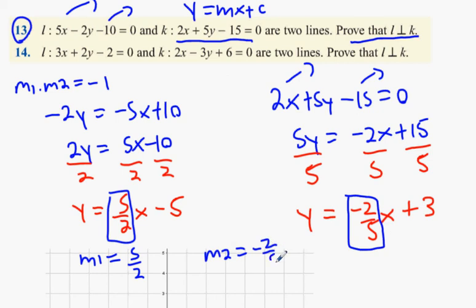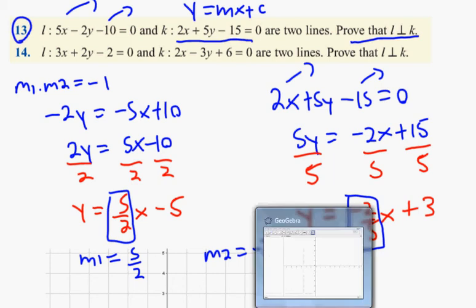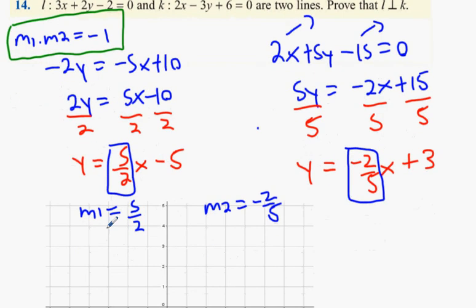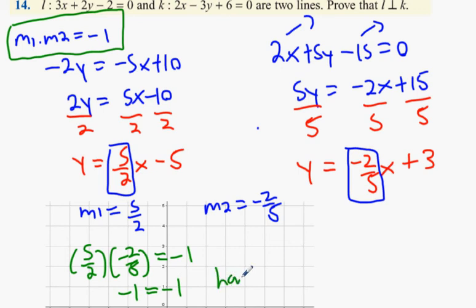I haven't made a mistake, but I'm only on 8 out of 10 or 7 out of 10. Can anybody explain why? I have to show this formula here is all important. I got to put it in there. So I have to say 5 over 2 multiplied by minus 2 over 5 equals minus 1. Then I have to write down minus 1 equals minus 1. Hence, they are perpendicular.